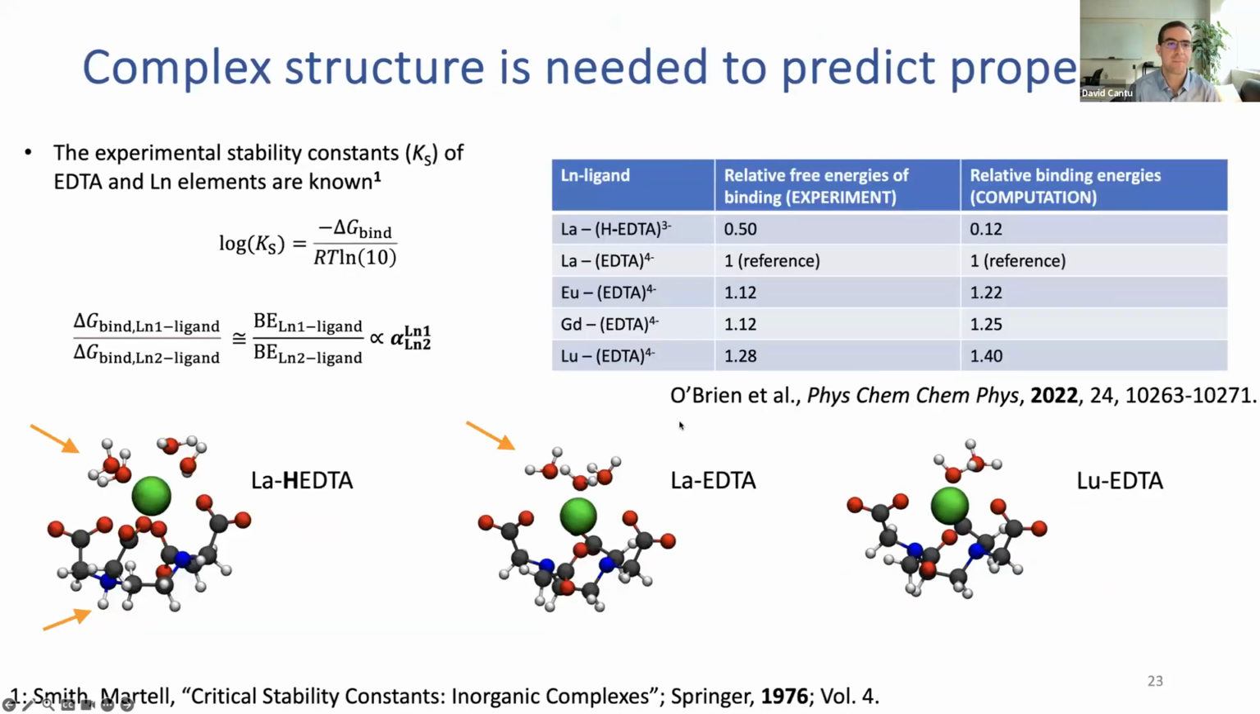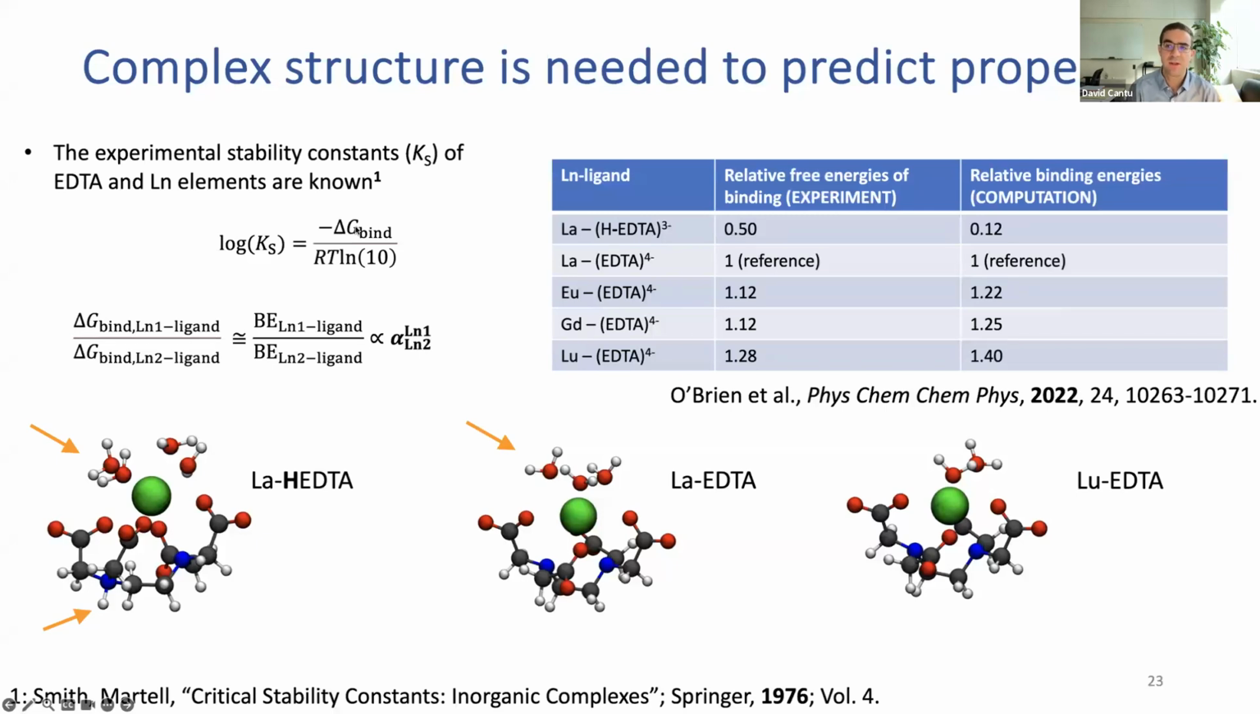And so for time, I didn't want to go too much into the electronic structure calculations, but from the structures that we identified in simulation, we used all-electron structure calculations with relativistic effects to calculate the binding energies. And then another reason we picked EDTA is because the stability constants are known from experiment. And from the stability constants, we can get free energies of binding.